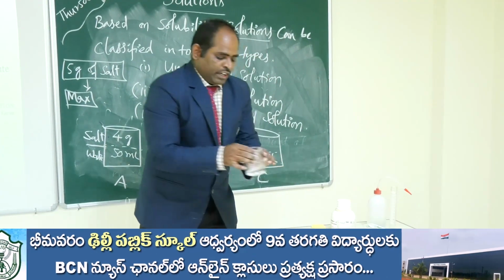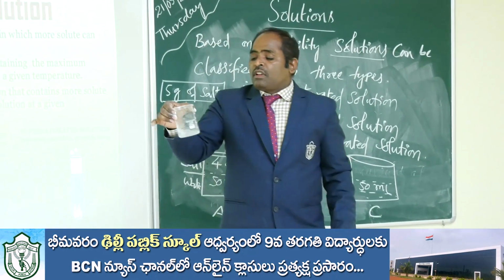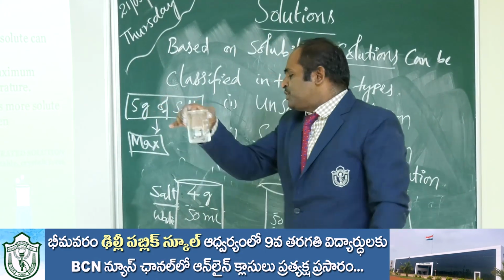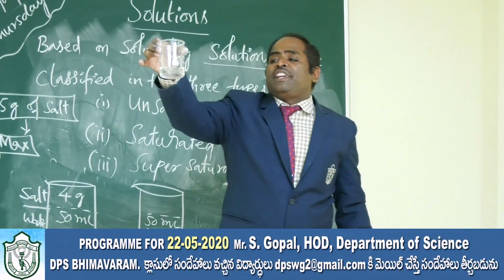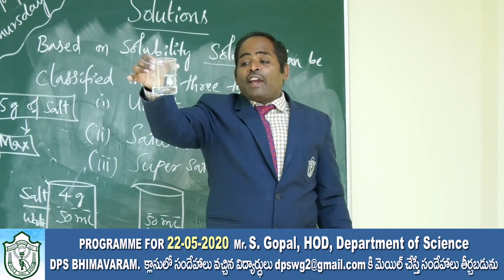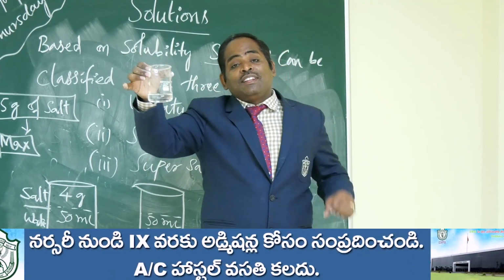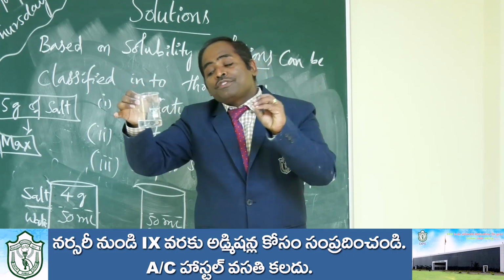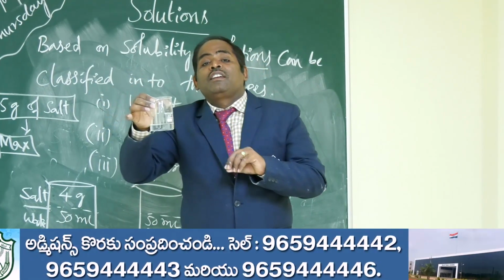Okay, you see here it is able to dissolve thoroughly. You will get a homogeneous mixture here. See, children, you will get a homogeneous mixture. There is no salt left inside the beaker. Why? Because there is still some space between the water molecules, so some more salt can be added.